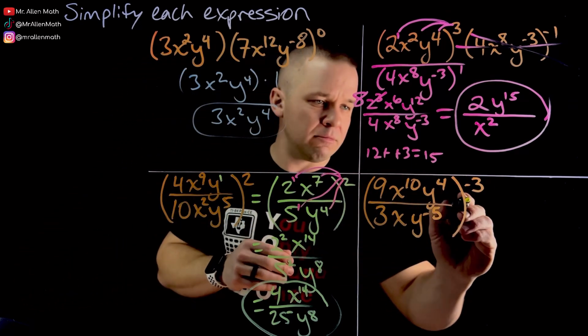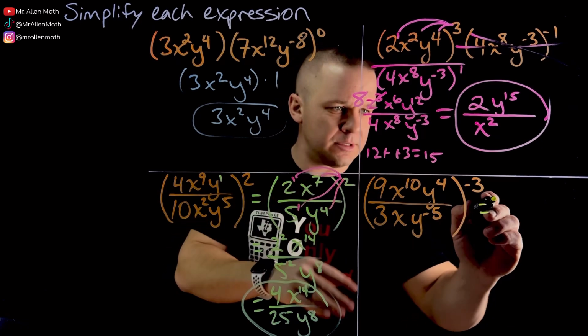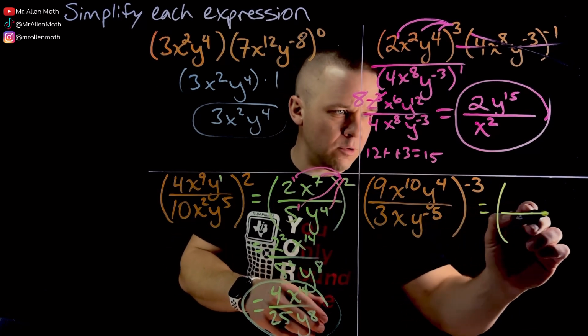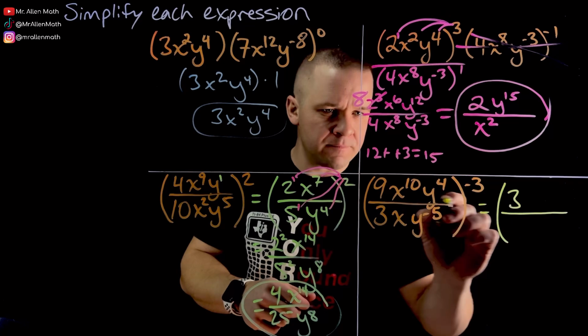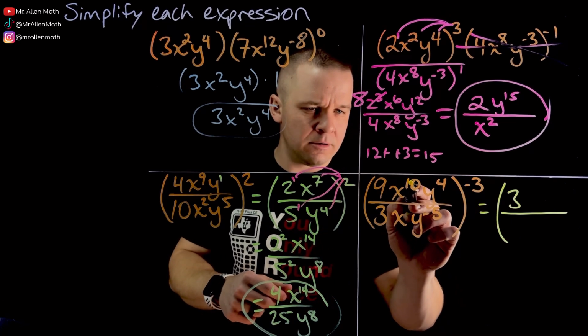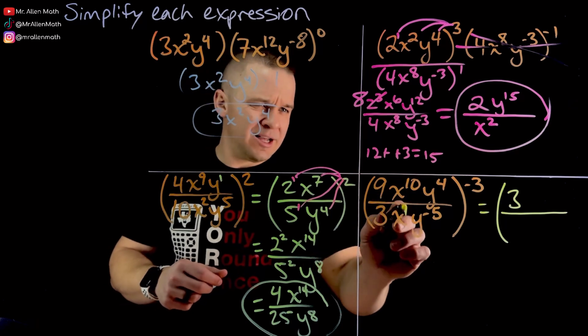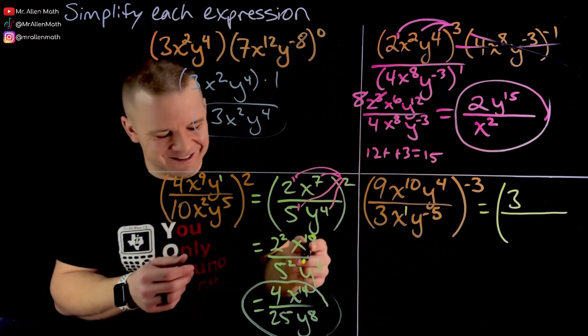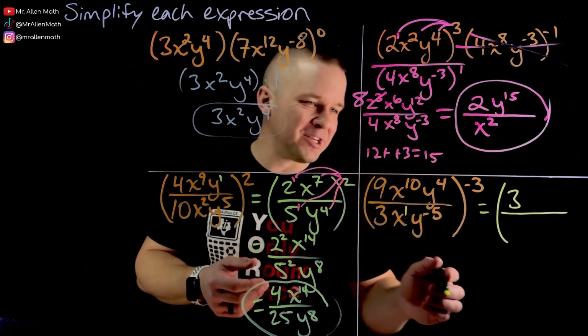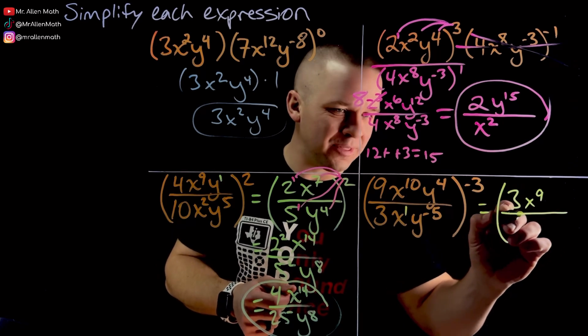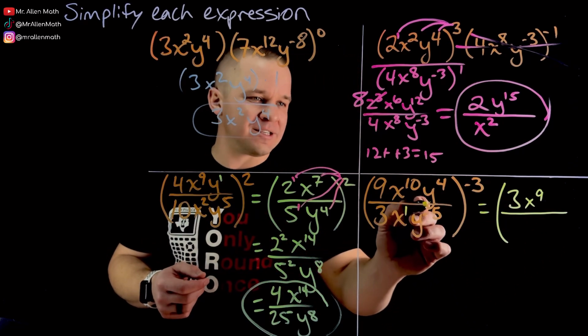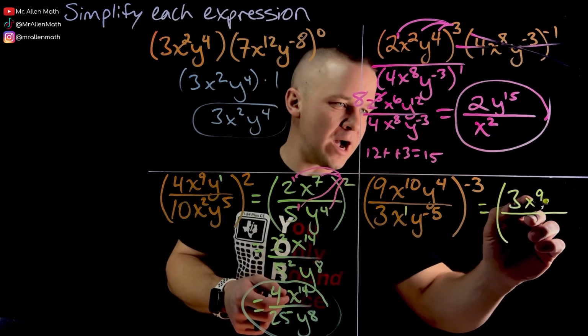So I'm going to clean it up, though. Just like I said, just like we did here, I'm going to clean it up first. 9 over 3, one fraction here. That's going to give me 3. Let's see here. 10 over 1. 10 minus 1 is 9, so we get x to the 9th. And then 4 minus negative 5 is y to the 9th.